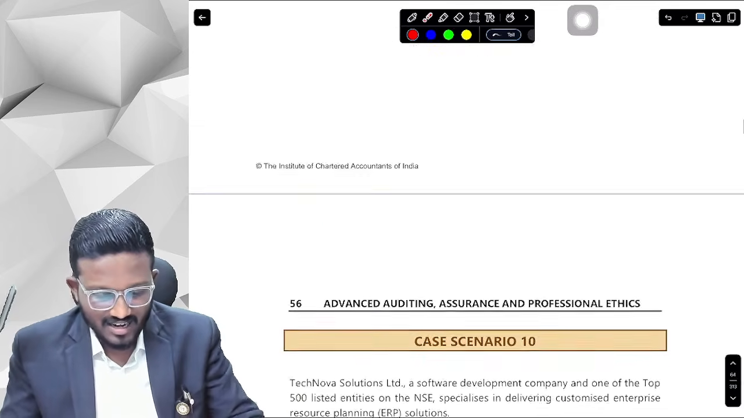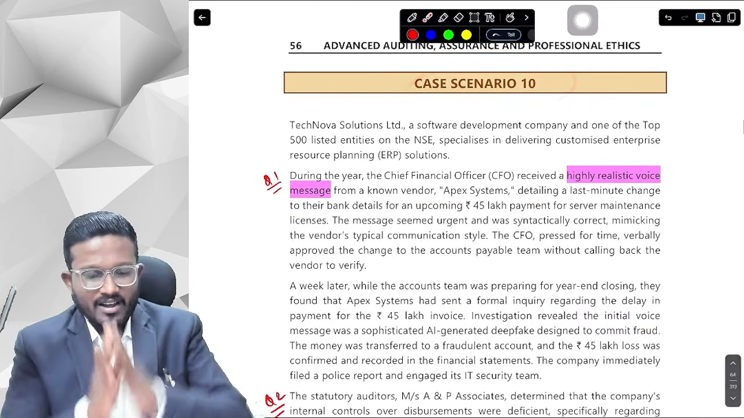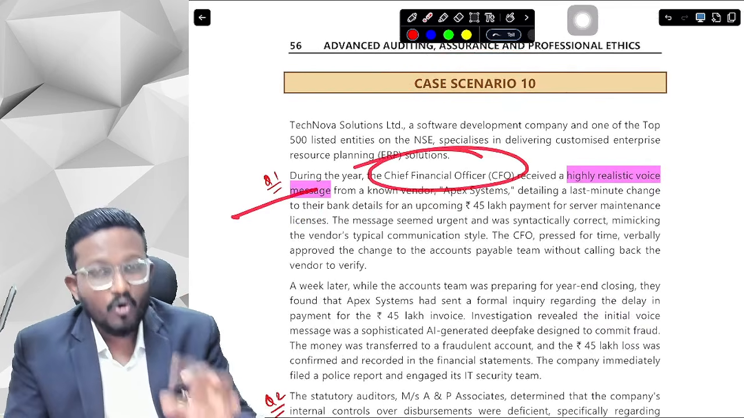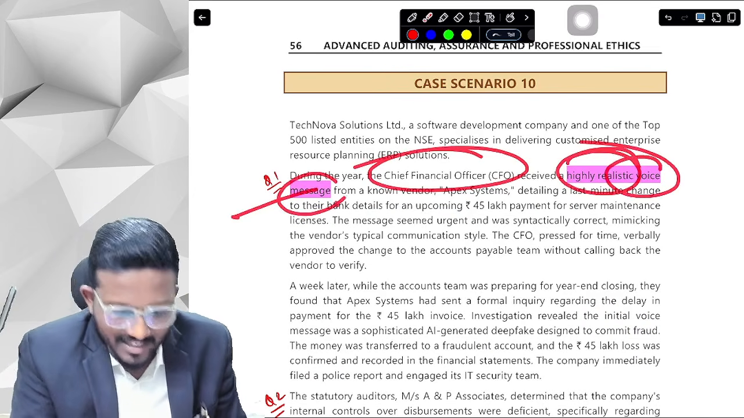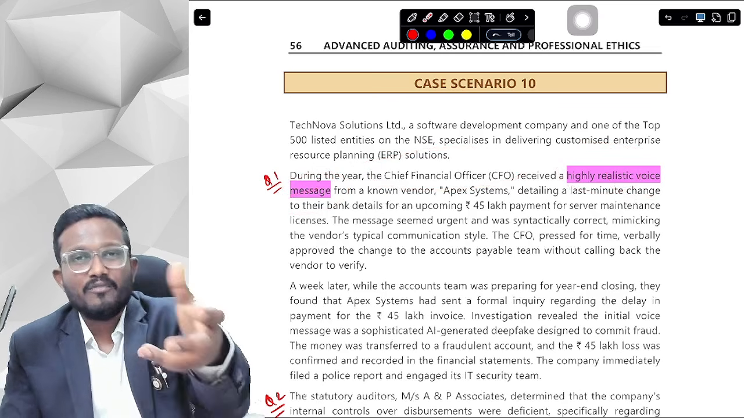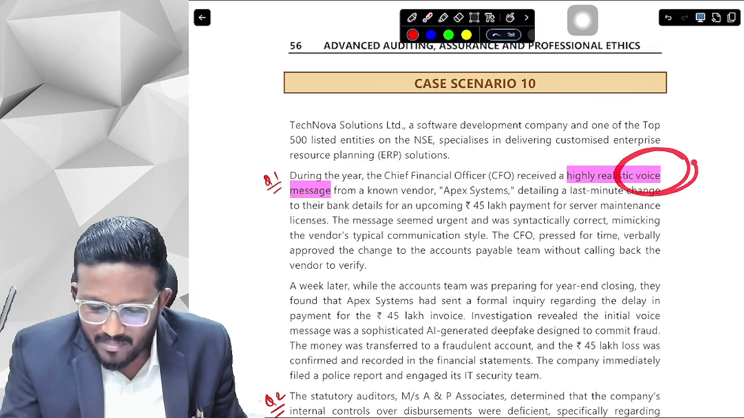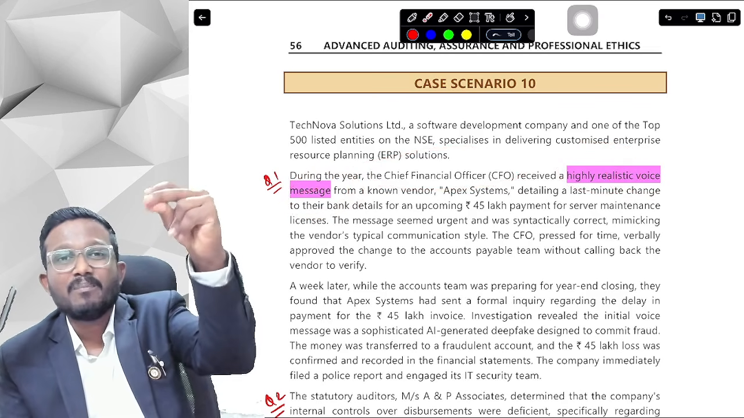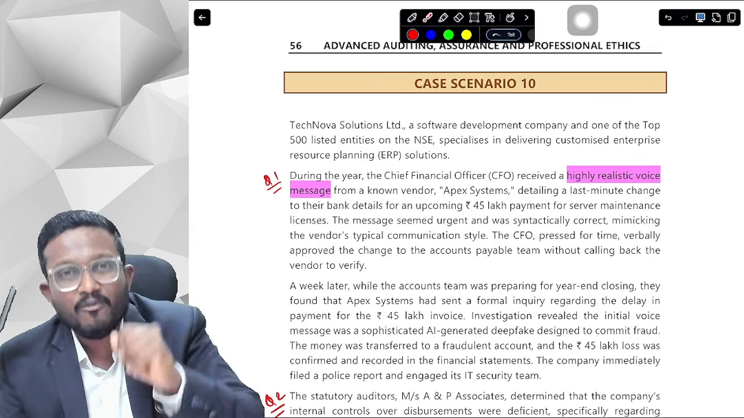Okay, yes sir. Next is case scenario number 10. First, there was a CFO who received a highly realistic voice message which was obviously false, so there was a cyber attack. Now since the cyber attack was using a voice message, which is the particular type of cyber attack involved over here, sir?